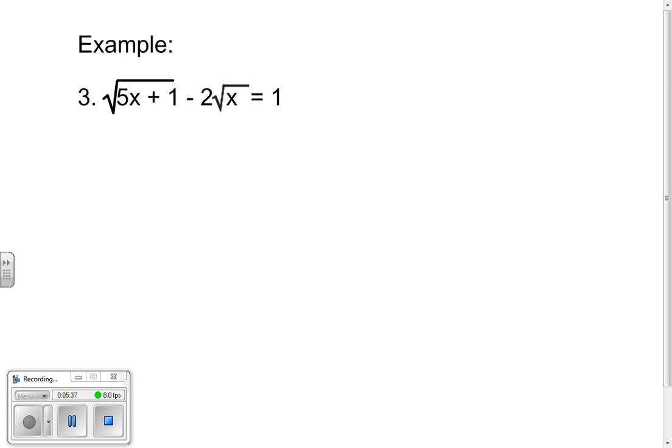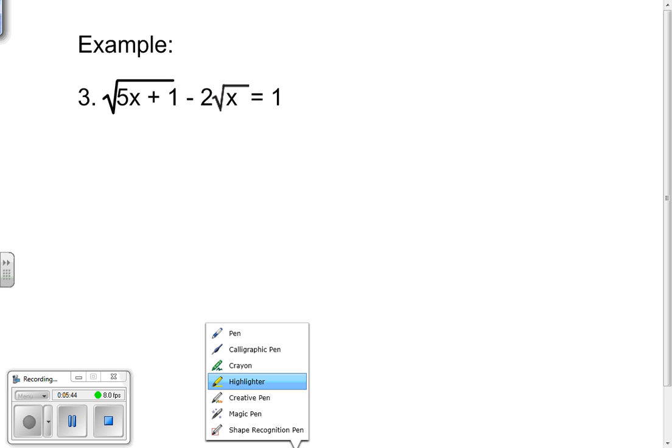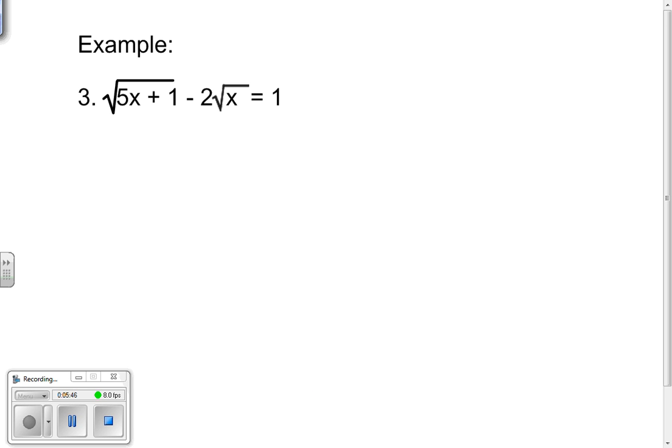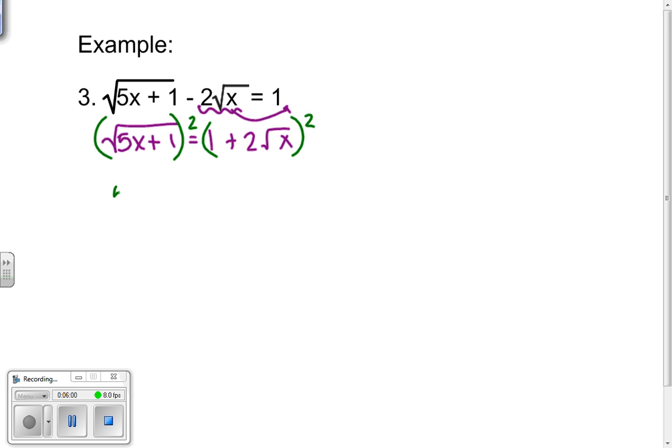Number 3, I'm going to isolate the biggest radical by adding 2 root x to both sides. So I get the square root of 5x plus 1 equals 1 plus 2 root x. I just took this negative 2 root x and moved it over. Step 1 is done. Step 2, square both sides. On the left, I get 5x plus 1. On the right, I have 2 copies of 1 plus 2 root x.